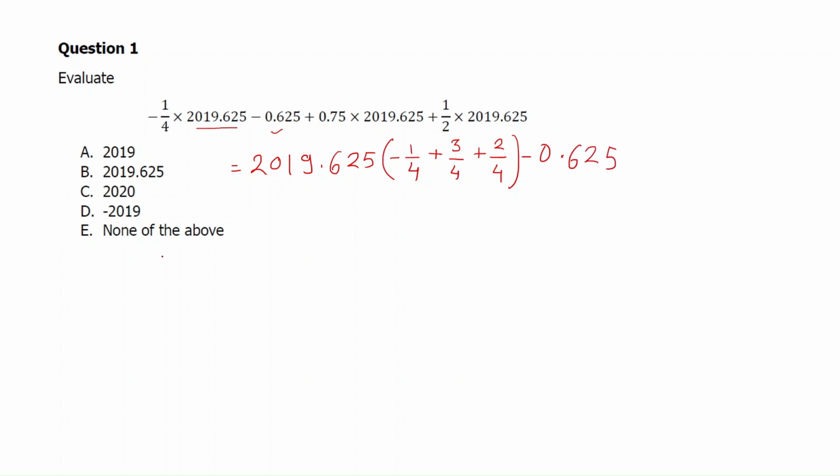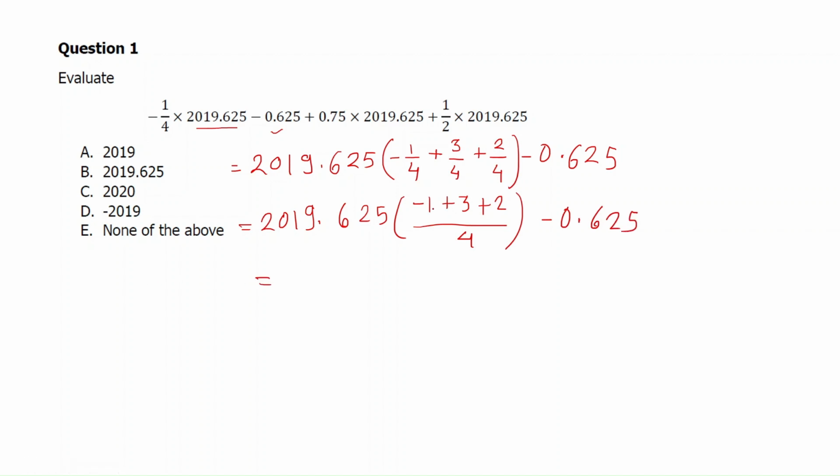0.625. Okay. So let's say 2019.625 into bracket minus 1 plus 3 plus 2 upon 4, minus 0.625. Okay. So minus 1 plus 3 plus 2. Okay. So 2 plus 2, 4. 4 upon 4. That will be 1.